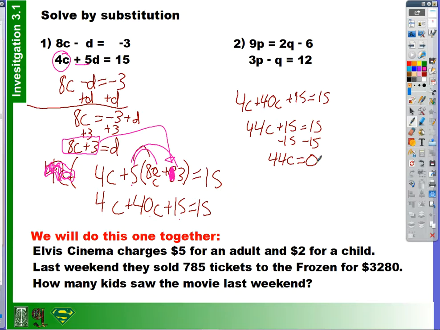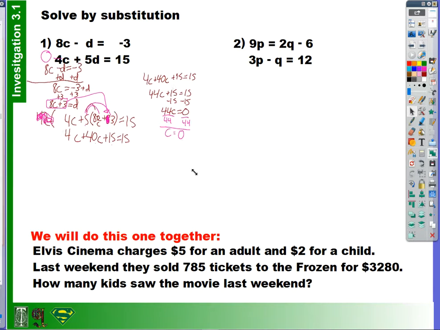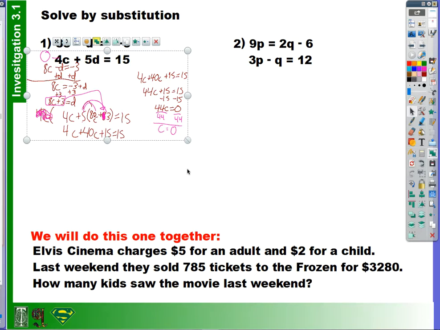So you have to divide each side by 44. Yeah, so divide by 44, divide by 44. So 0 divided by 44 is 0. Okay. So we know that c is equal to 0. So now what do we need to do in order to find what d is?